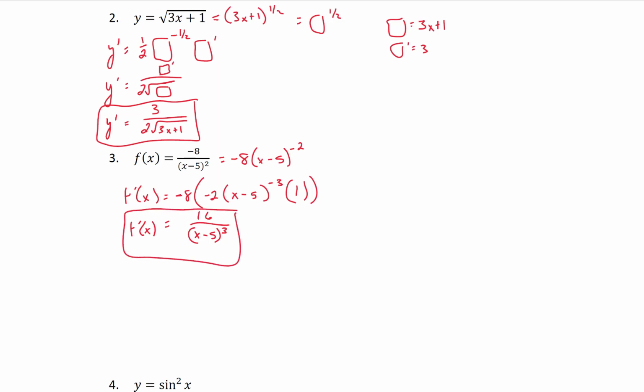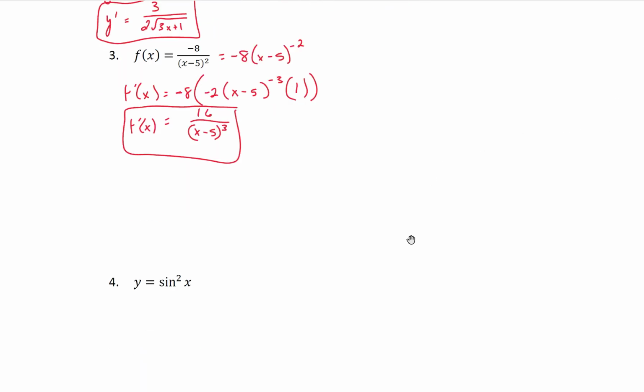Now this one you should recognize because this is the one that we did the long way in the last section when we were using the quotient rule, finding the second derivative. So this is the same answer we got, but it was a whole lot simpler using the chain rule.